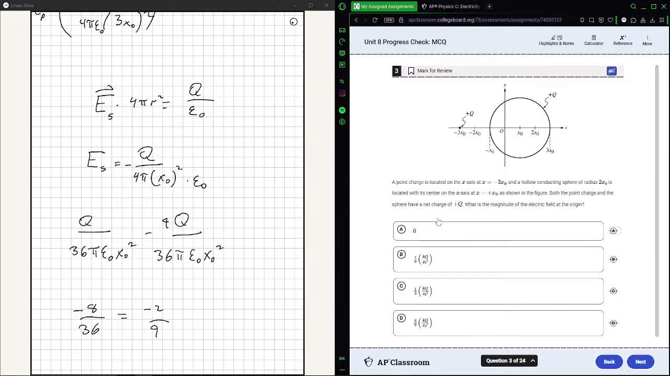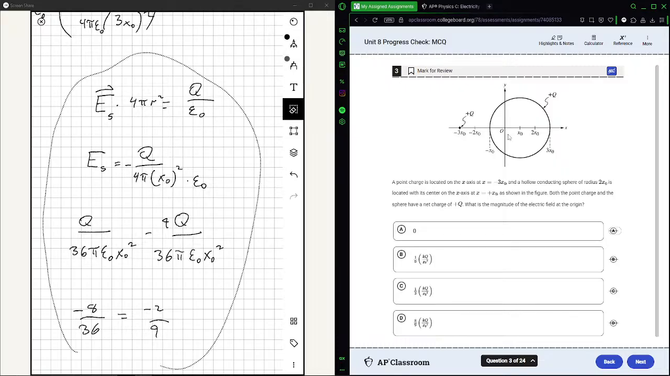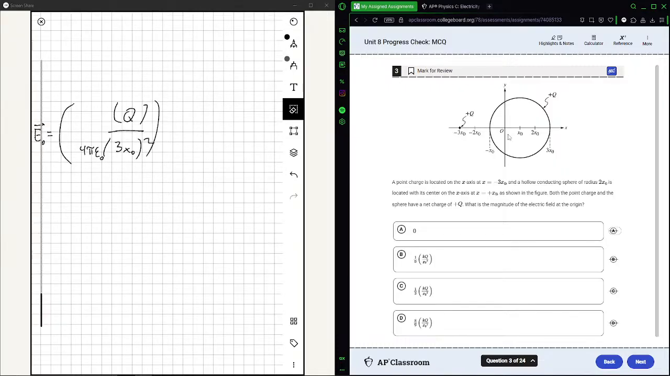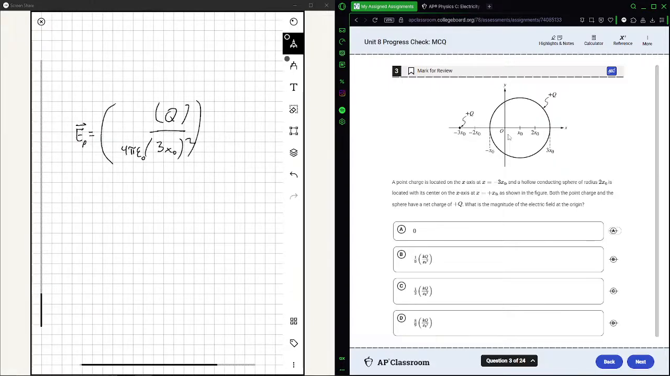Let's see. Think. The 4 pi. What part? The Q, they both have the same charge, right? From the origin. Oh no, it's a hollow conducting sphere, not an insulating sphere, meaning at the origin it's going to have 0 electric field. Wait, so any point on the inside of that hollow sphere is 0?